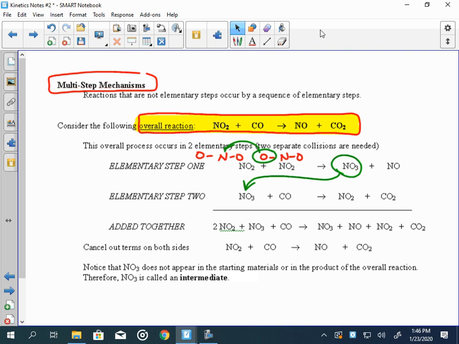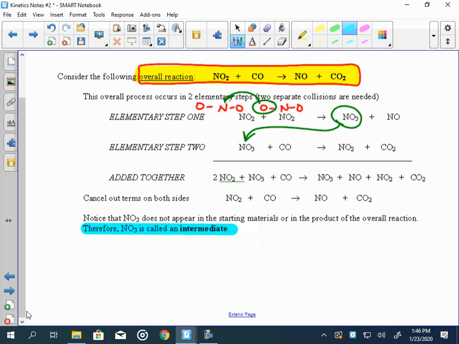So you made NO3. As soon as I made NO3, it chemically reacted and it went away. That is the definition of an intermediate, okay? An intermediate was formed in reaction 1 and it is immediately consumed in the second step.